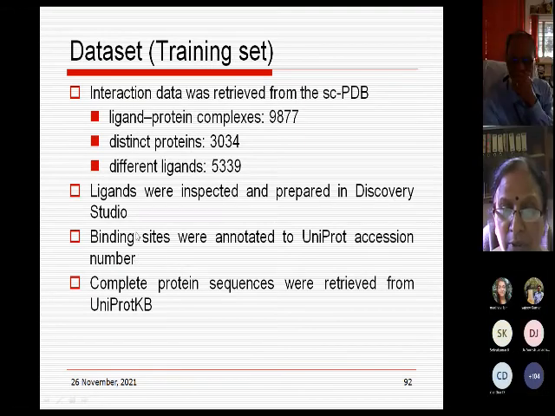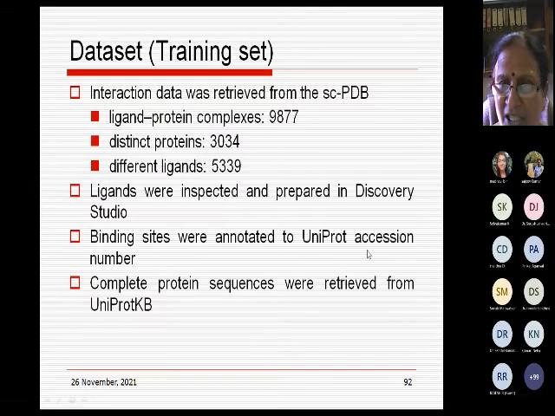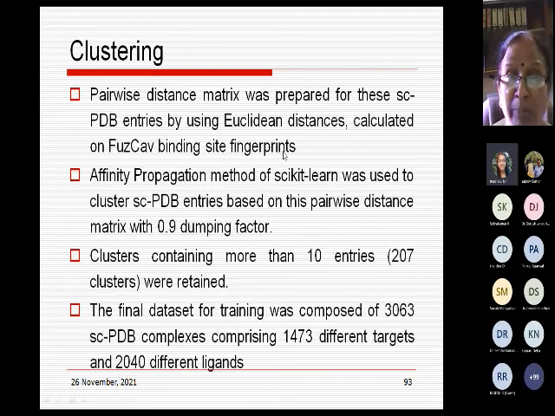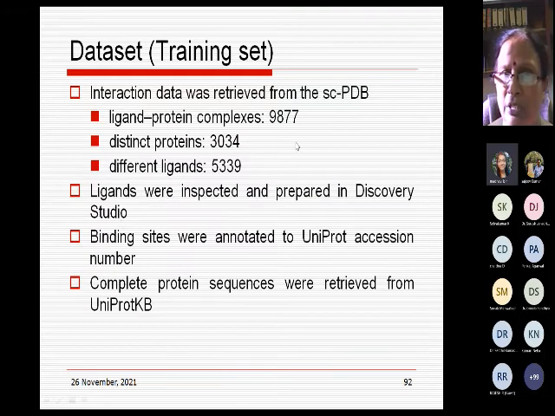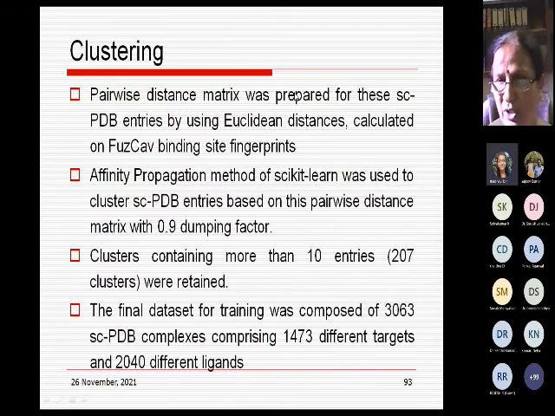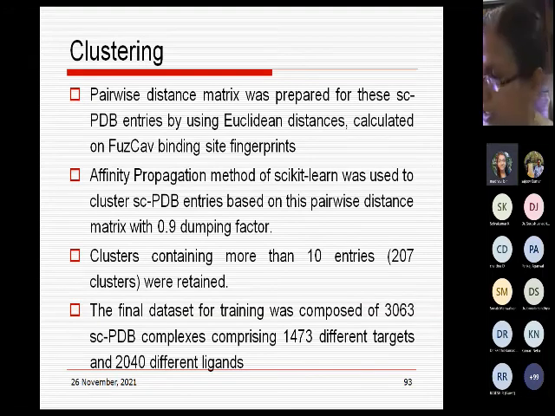For the proteins, using the binding site, we retrieved the complete sequence from the UniProt database. The pairwise distance matrix was prepared for these PDB entries using the Euclidean distance, calculated on the first K binding site fingerprints. Then the affinity propagation method from scikit-learn was used to cluster. In any cluster with less than 10 entries, we removed those entries, and used only those clusters for the predictions which have more than 10 entries.